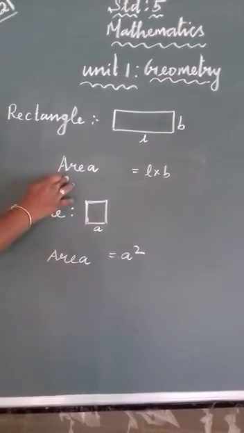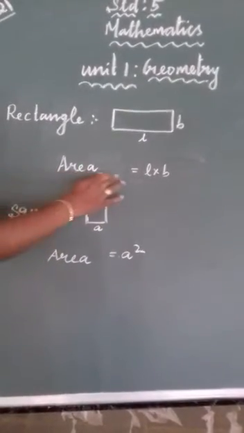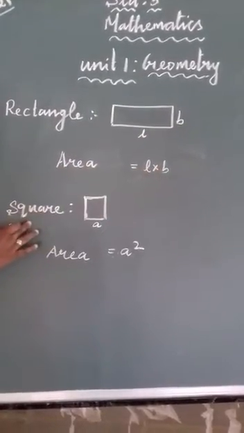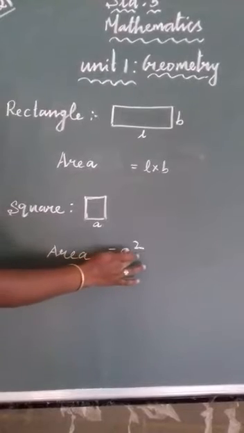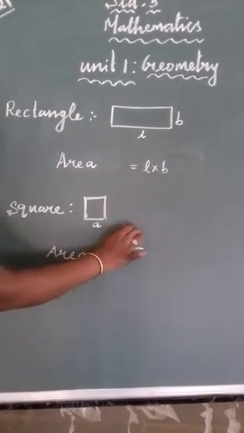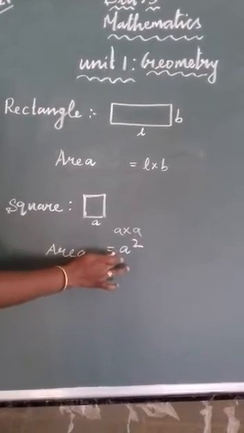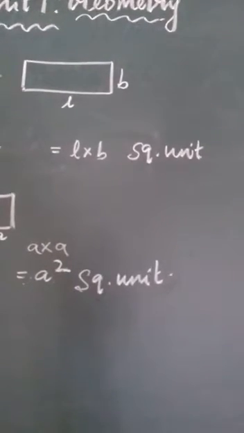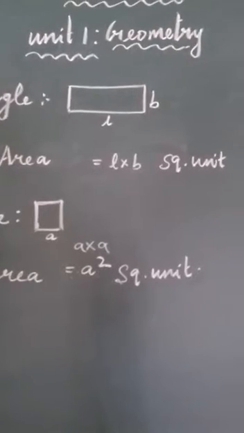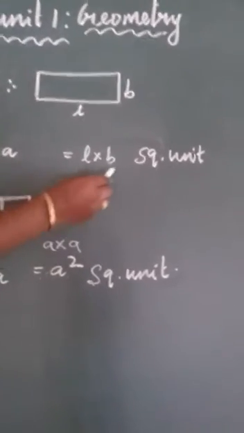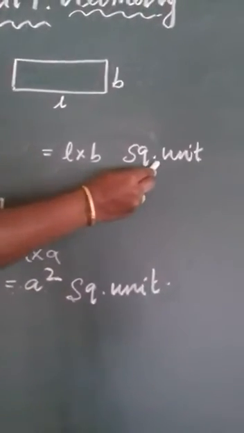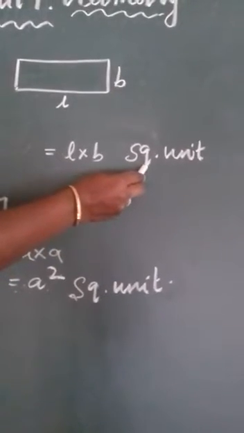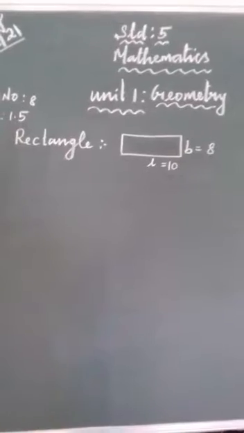Let's see the formula. Area of a rectangle equals L into B. Area of a square equals A into A, so A squared. The unit denoted for the area of an object is square units. Square units can be written as sq. unit. We must write the units at the end of the answers.